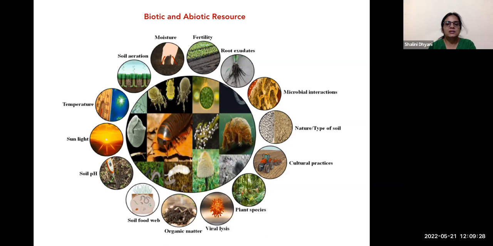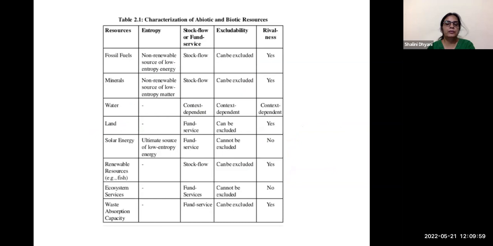And biotic resources are all these microorganisms. Some of them are provisioning services, some provide pollinator benefits, some are important in providing different benefits such as medicines or different kinds of produce that you use in your day-to-day life. So this is the relevance of stock flow and fund service resources, giving you a brief overview of which are excludable and which are not excludable.